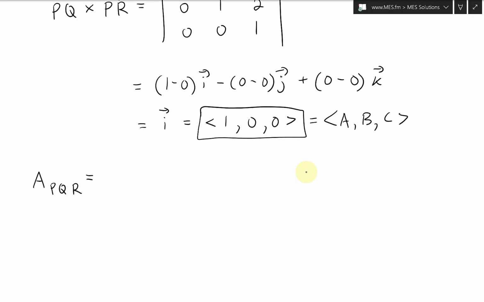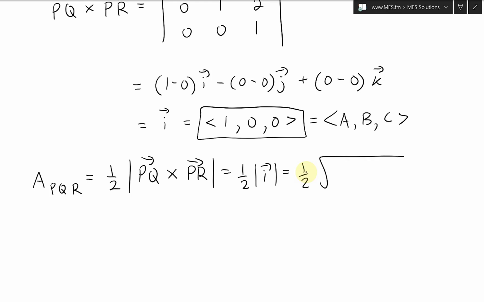PQR, remember this is just going to be 1/2 the cross product length, 1/2 cross product length like that, PQ cross PR. And this is going to be equal to 1/2 of the length of this vector i, which is 1/2 square root of 1 squared plus all the other components squared, 0 squared. Well, 0 squared, these all vanish, it just becomes 1 squared, this is 1, so this equals 1/2. So the area is 1/2, like that.